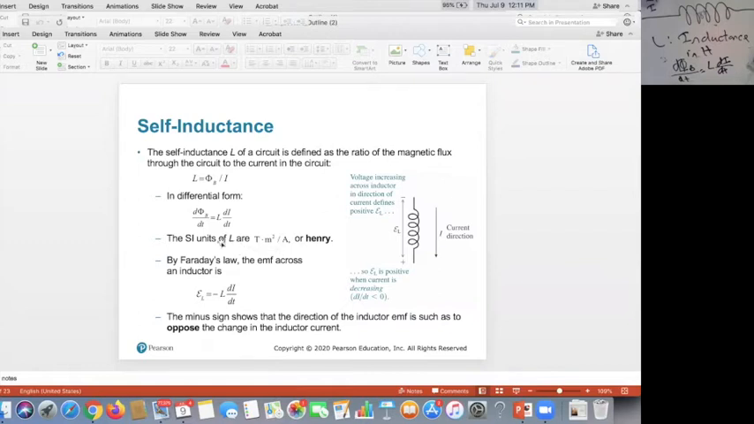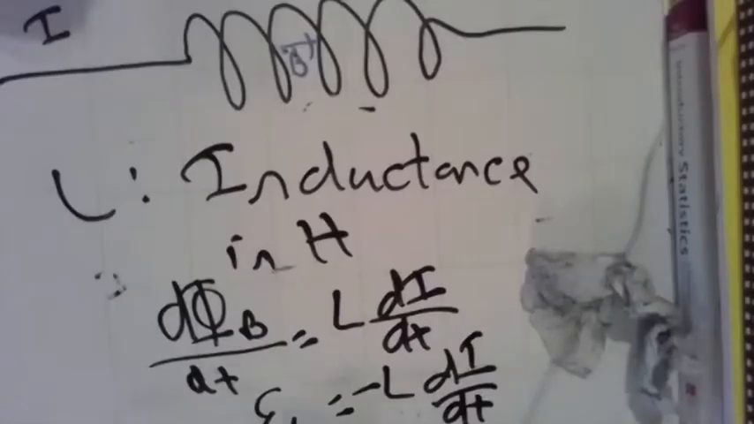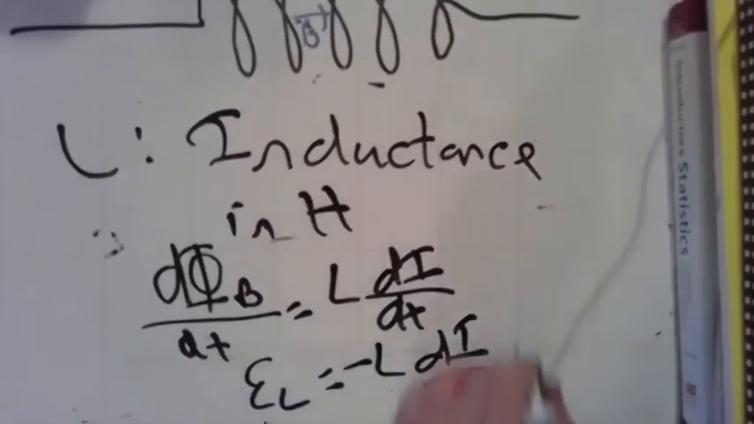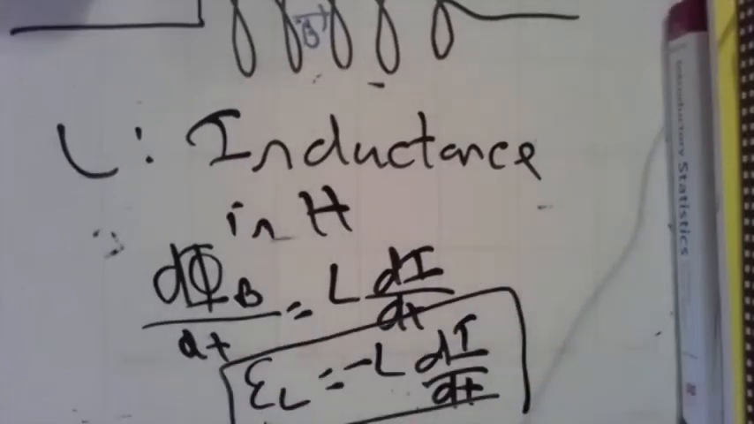So there are the units for inductance: Tesla meter squared per amp, Henries. And our induced current goes opposite to the change in current. Negative L dI/dt. So I'm not worried about this numerically. I'm worried about this conceptually.